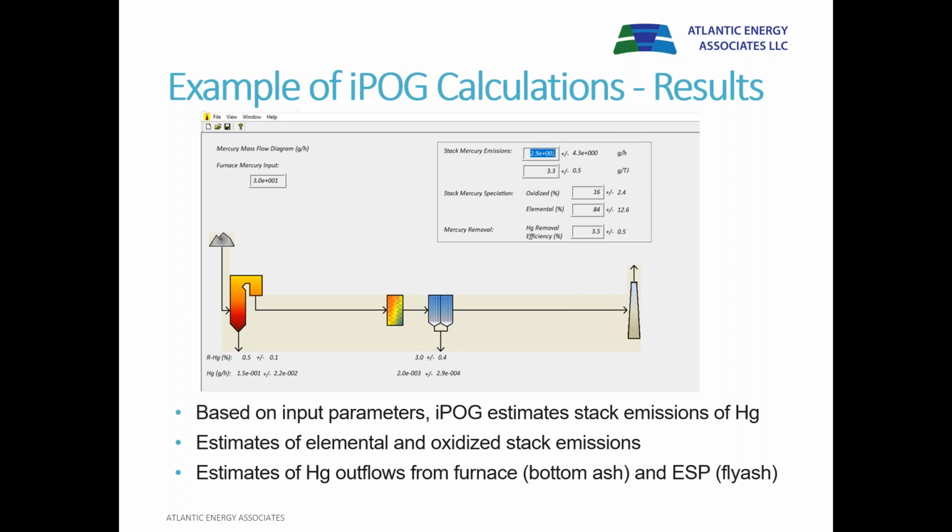It's also worth pointing out that iPOG gives an estimate of outflows of mercury from the system, which is the mercury content in the fly ash collected by the ESP, and however small amounts of mercury collected in the bottom ash.